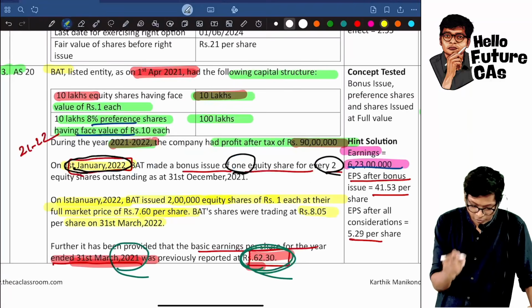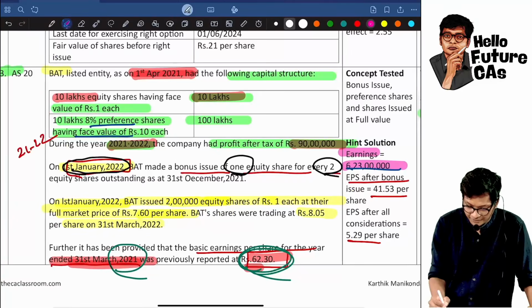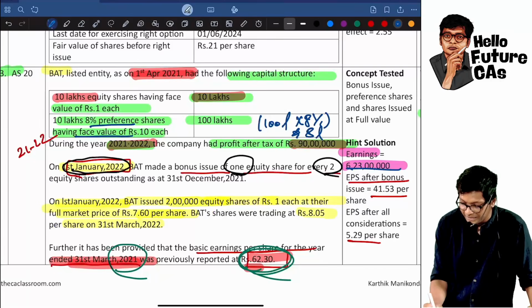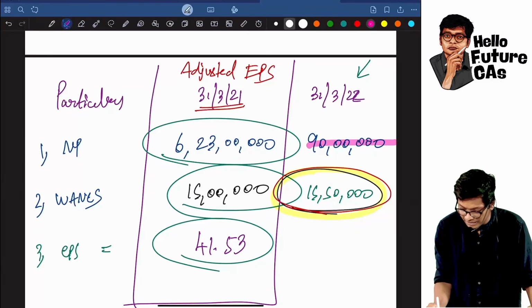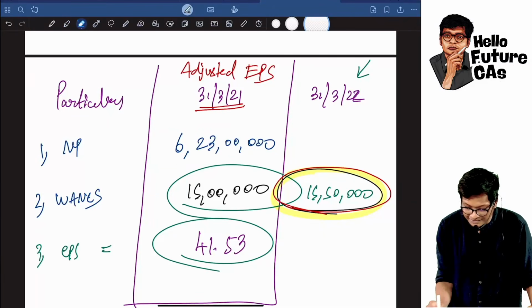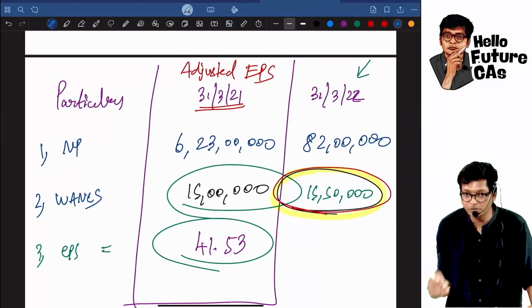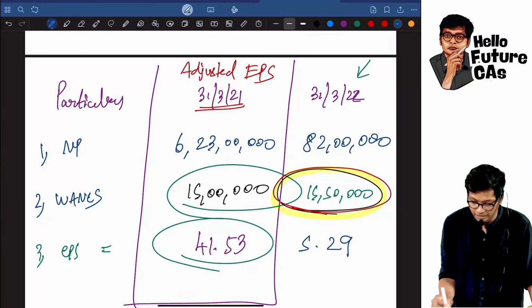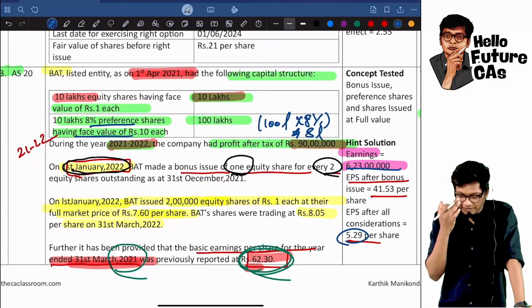So here it is purely an assumption, guys. What is the preference dividend? 100 lakhs into 8% is how much? 8 lakhs. So from my numerator, 90 lakhs, I will reduce 8 lakhs. You will end up with 82 lakhs after reducing the preference dividend. Now you will get 5.29. That is my answer, guys, 5.29.